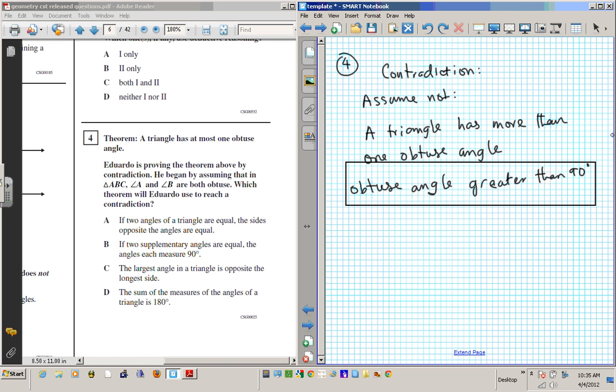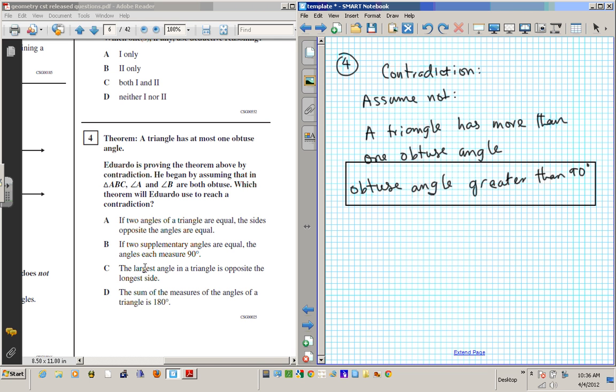So let's take a look at this. It says if two angles of a triangle are equal, then the sides opposite the angles are equal. That has nothing to do with what we're talking about. This one says if two supplementary angles are equal, then the angles each measure 90 degrees. Has nothing to do with what we're talking about. We know that supplementary angles add up to 90 degrees, but we don't have a triangle here.